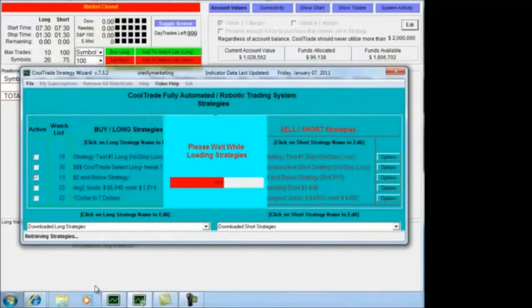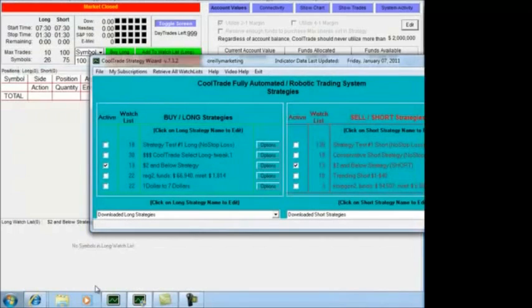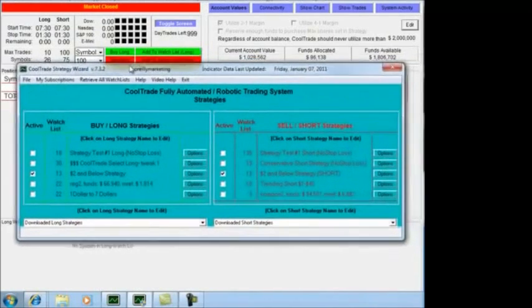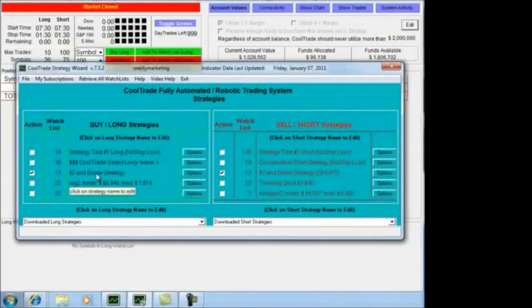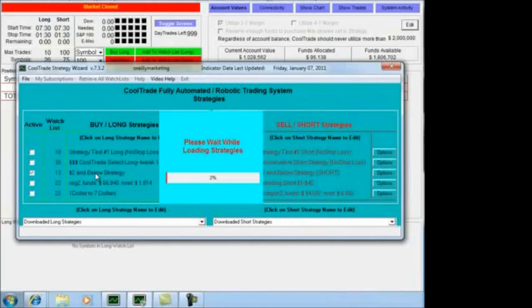So right out of the box, all those strategies are available. I highly recommend, when you guys first get started, simulating first, just to see what happens and to get used to the system before you start running a live account. And it's a personal preference, but highly recommend it.